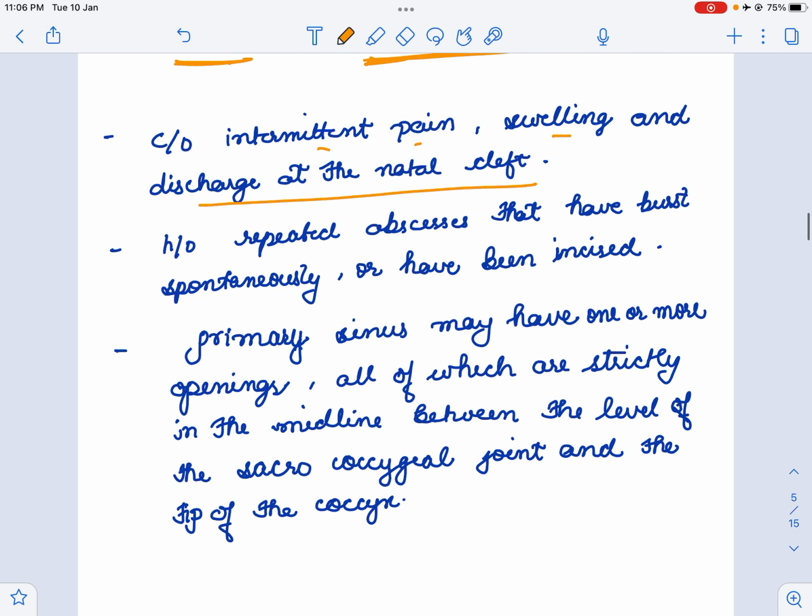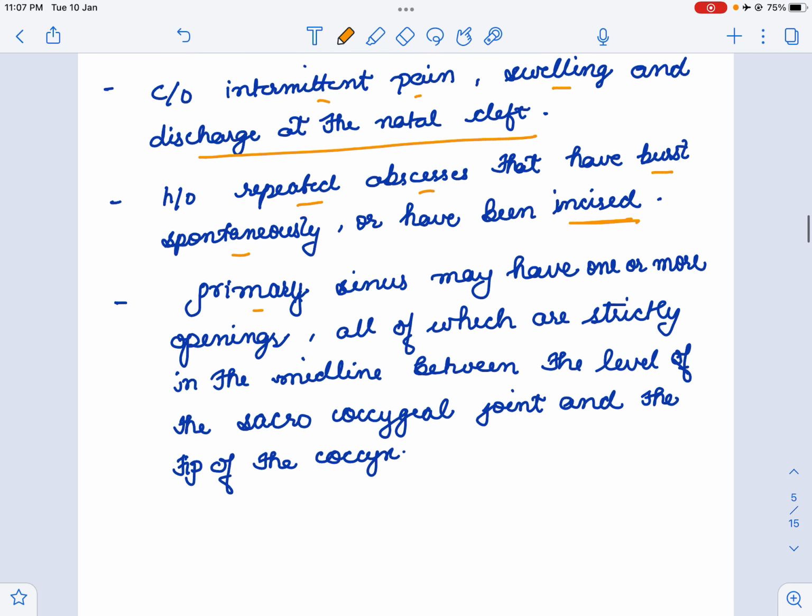The patient will also give you a history of repeated abscess formation that have either burst spontaneously, or maybe he has visited doctors in the past, and those doctors have incised and drained those abscesses. Now, the primary sinus may have one or more openings, all of which are strictly in the midline. This is the keyword. These are never present laterally.